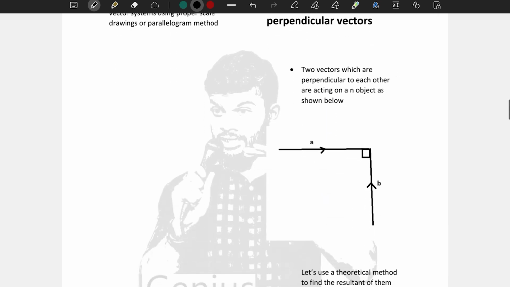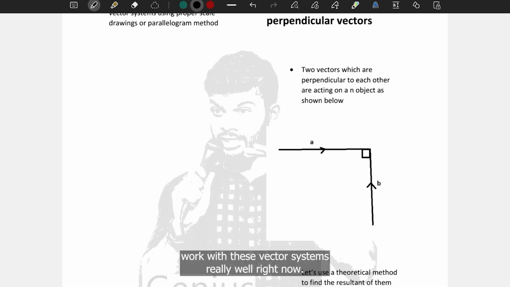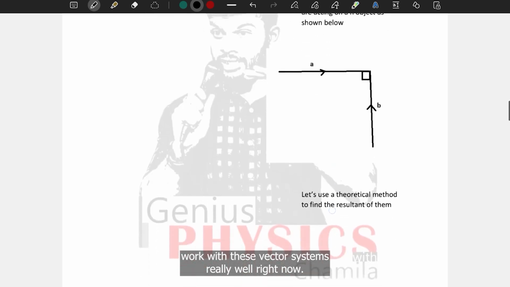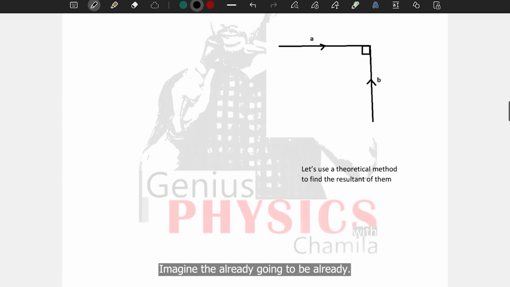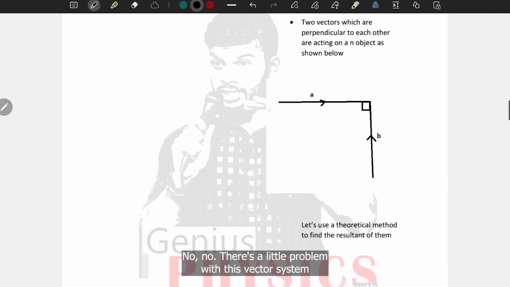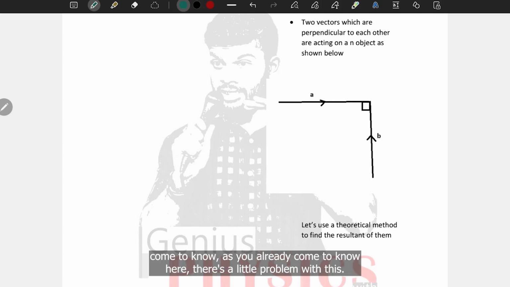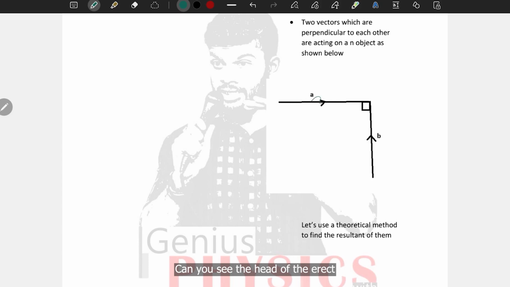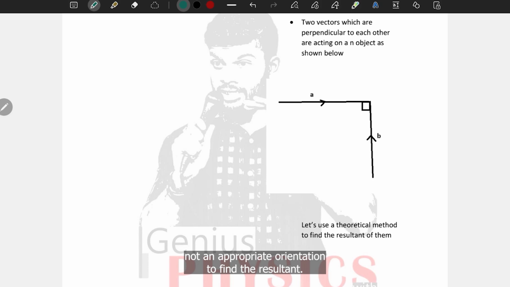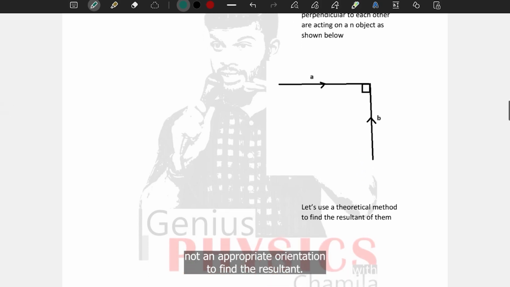So we should be able to work with these vector systems really well, right? Now there's a little problem with this vector system, as we already came to know. Can you see the head of the A vector is connected with the head of the B vector, not an appropriate orientation to find the resultant.